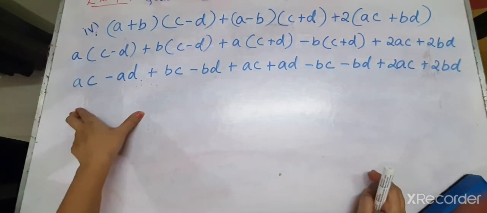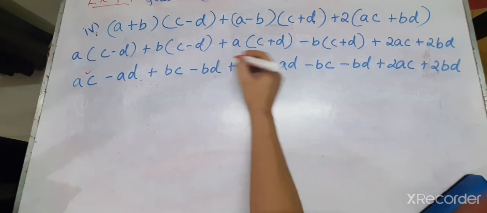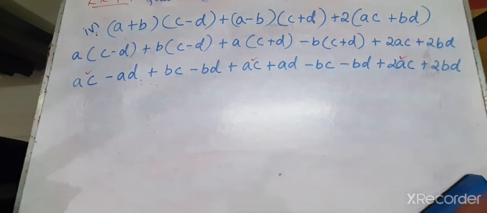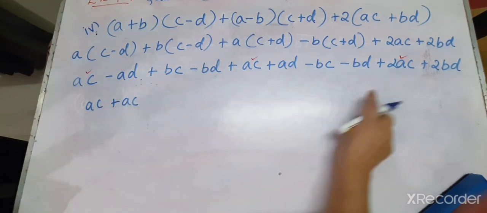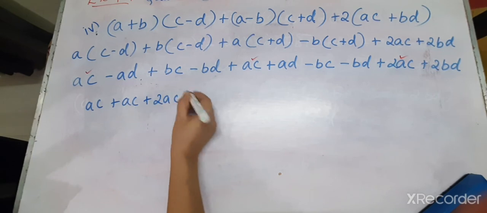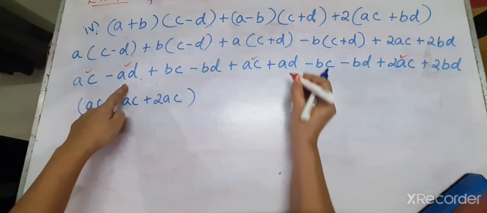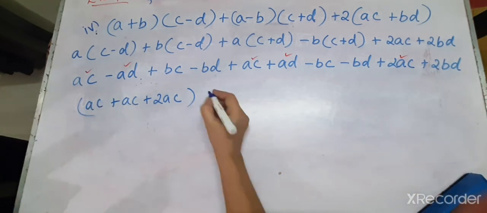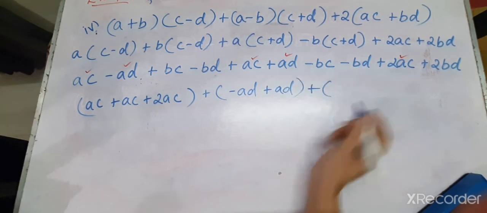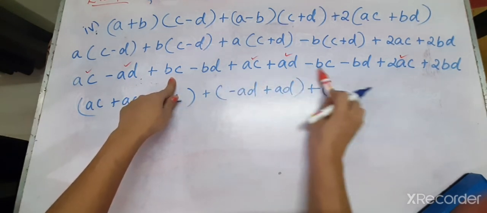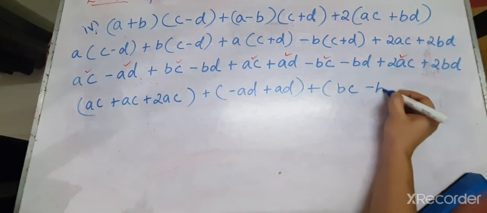Now what you are going to do, you will select the like terms. Here ac, one more ac is there, then one more ac here. So all together we will write ac plus ac plus 2ac, putting inside the bracket. Now ad. Where is ad? Here one minus ad is there, here one plus ad is there. Anything else? No. So minus ad plus ad. Okay. Now again, what is coming? bc is coming here, and bc is coming here. So bc minus bc you are putting.